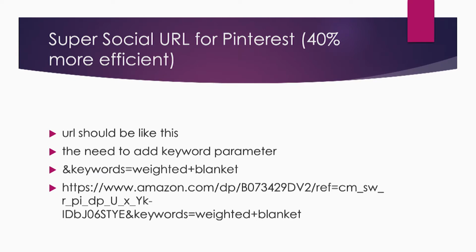So just add the keyword that you got from that link that you created. You created a Pinterest URL. You just add this and sign, keyword equals weighted blanket, right? Plus weighted blanket. And then add it onto it, and then use this to put onto your Pinterest. Put it into the places where you want people to come into your Amazon page.